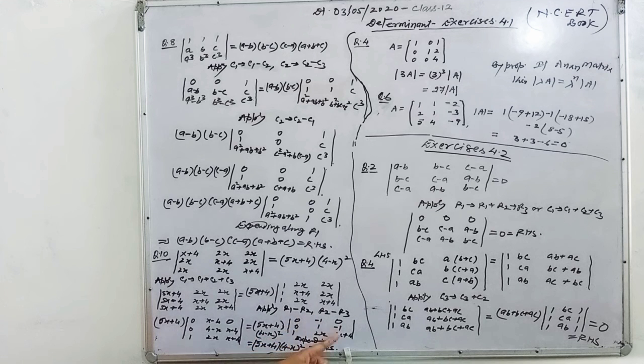Now when you expand this determinant, you can expand along any row or any column, you will get only one result, and the common factor is this much. Your result is 5x plus 4 into 4 minus x whole square, that is the right side.